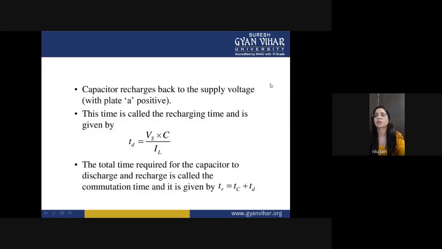That is denoted by TR is equal to TC, the discharging time of the capacitor, plus TD, the recharging time. Because in the first mode the capacitor was charging and in the second mode the capacitor was discharging. So the total turn off time of the SCR is TR is equal to TC plus TD.